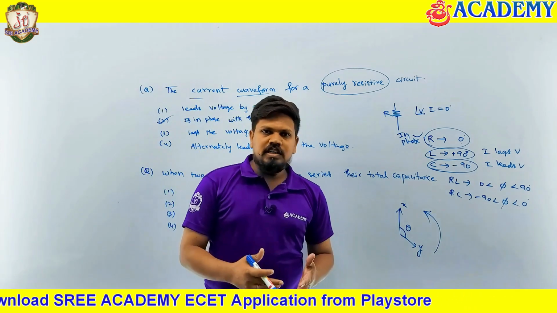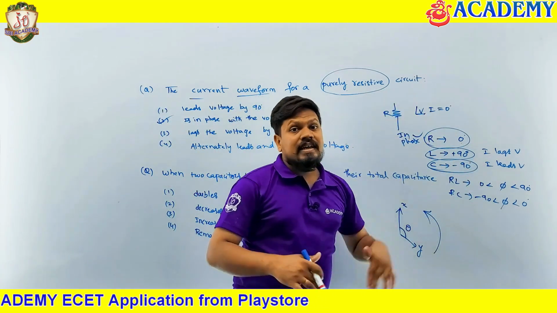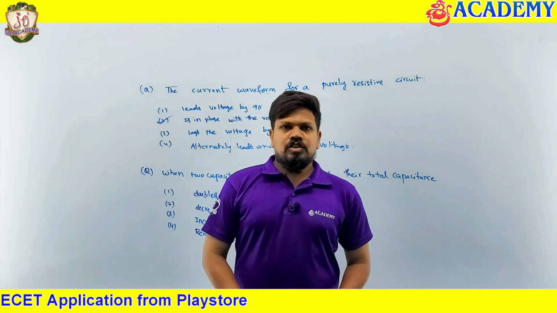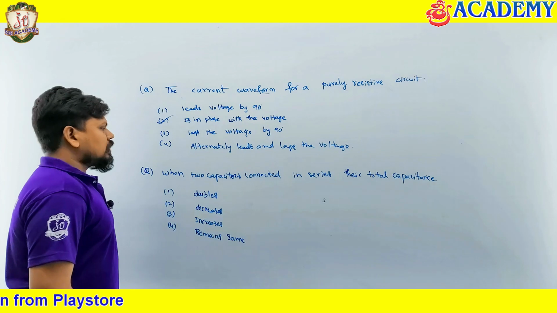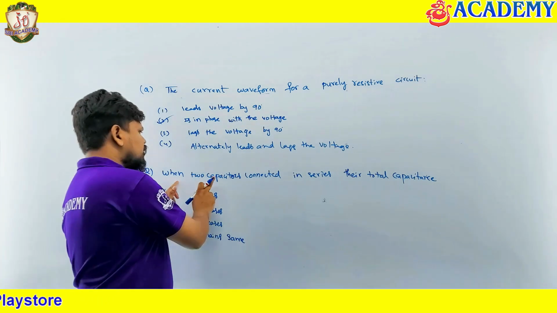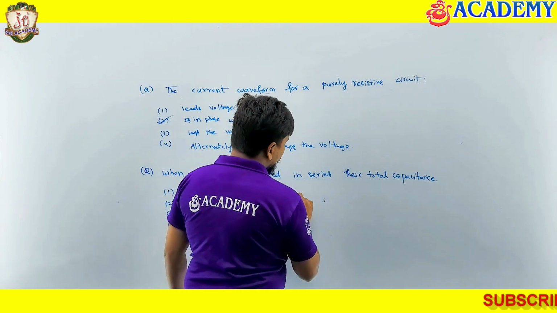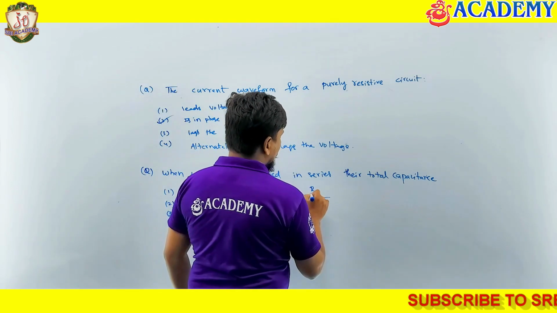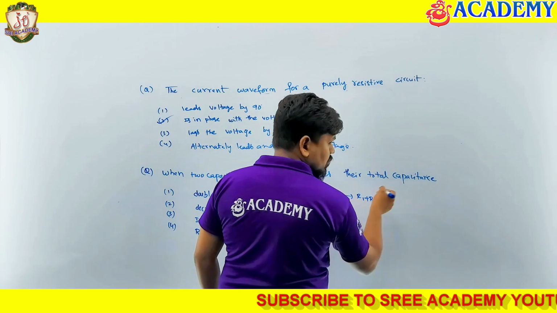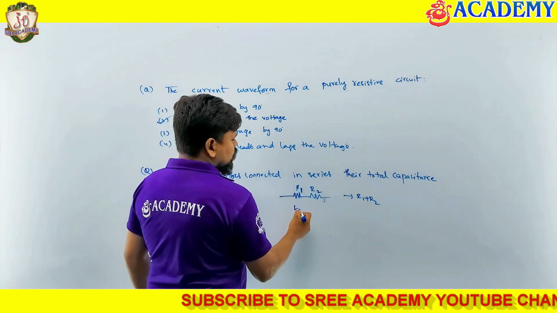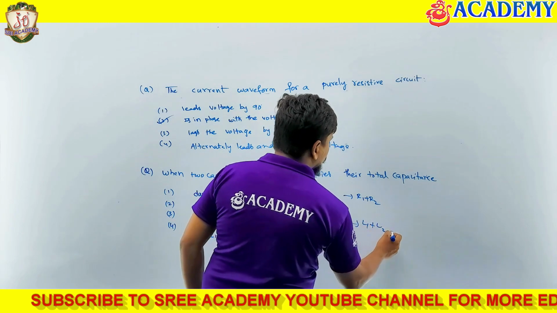Whenever you are studying, we have to understand all these other models also, what they can give. The next question is: when two capacitors are connected in series, what is their total capacitance? Whenever two resistors R1, R2 are connected in series, you get the equivalent as R1 plus R2. Whenever two inductors L1, L2 are connected in series like this, then also you get L1 plus L2.